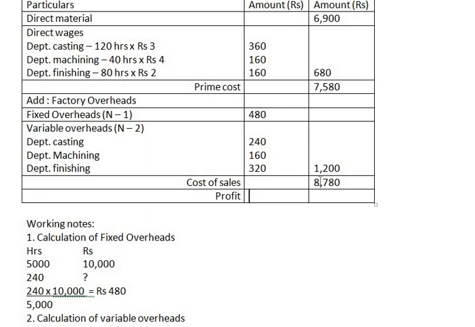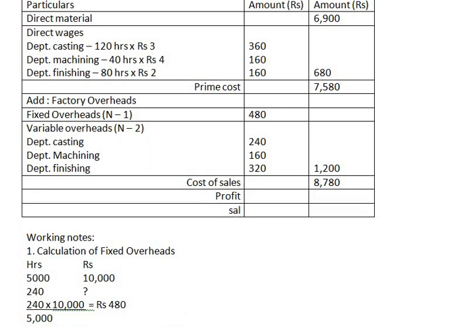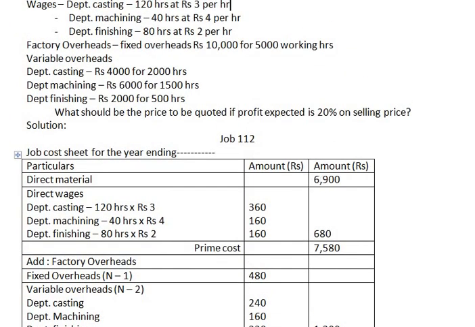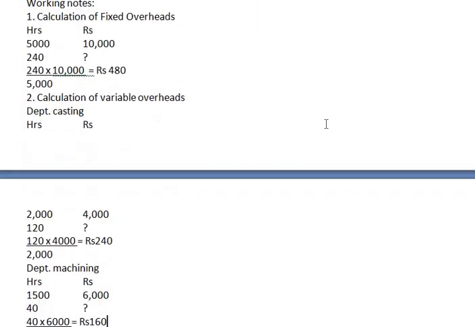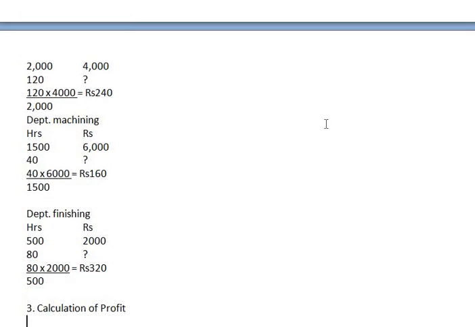Profit we don't know, so we have to find out profit and sales. There is some information they have given related to profit. Now read the last sentence: what should be the price to be quoted if profit expected is 20% on selling price? So we don't know the selling price as well.